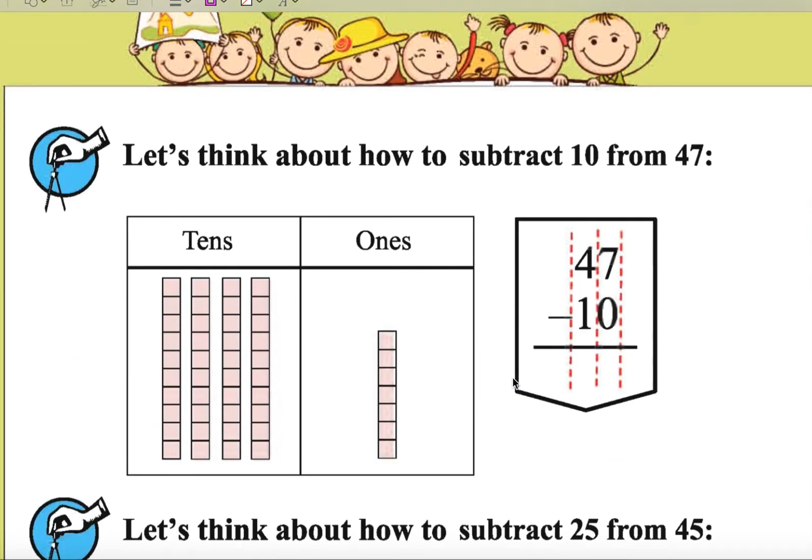Let's think about how to subtract 10 from 47. We will follow the same method as usual. 7 minus 0 is 7 and 4 minus 1 is 3. Subtract the respective places, ones place from ones place, tens place from tens place.